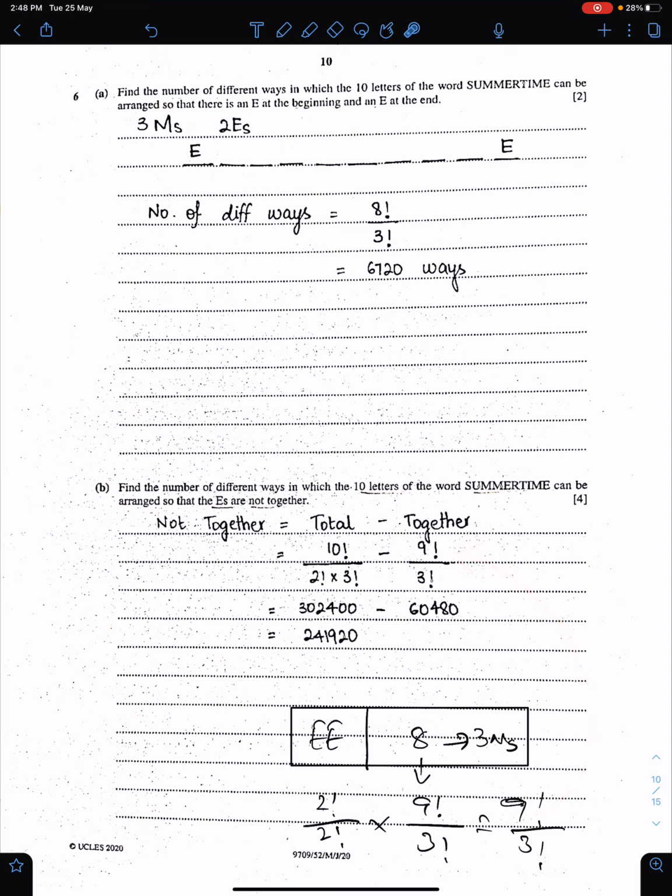So together means 9 factorial over 3 factorial, and total is simple. There are 10 letters in which 2 E's are repeated and 3 M's are repeated. There are 3 M's and 2 E's. So these are the number of ways in which both E's are not together.